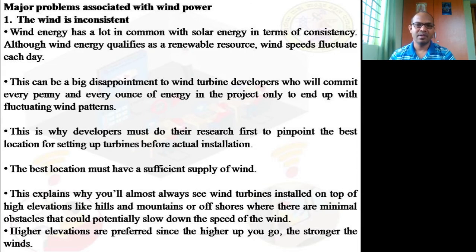The best locations must have a sufficient supply of wind. This explains why you will almost always see wind turbines installed on top of high elevations like hills, mountains and offshore, where there are minimal obstacles that could potentially slow down the speed of the wind. Higher elevations are preferred, since the higher up you go, the stronger the winds. That is the reason why you might have always seen wind turbines or windmills placed on the higher altitudes above the mountains. Is it clear? That is the idea behind it.